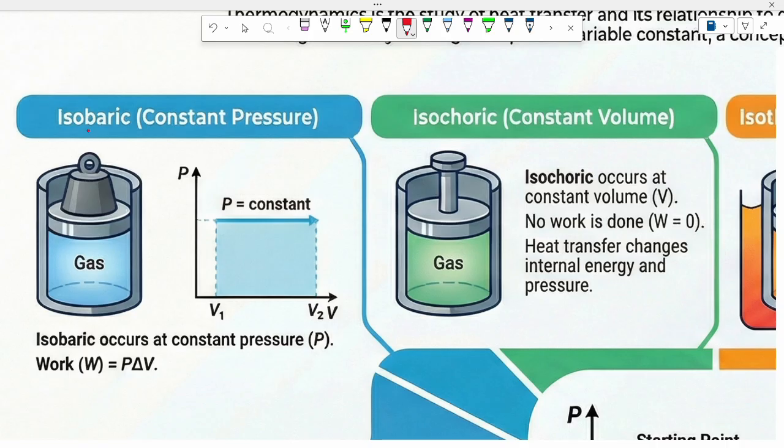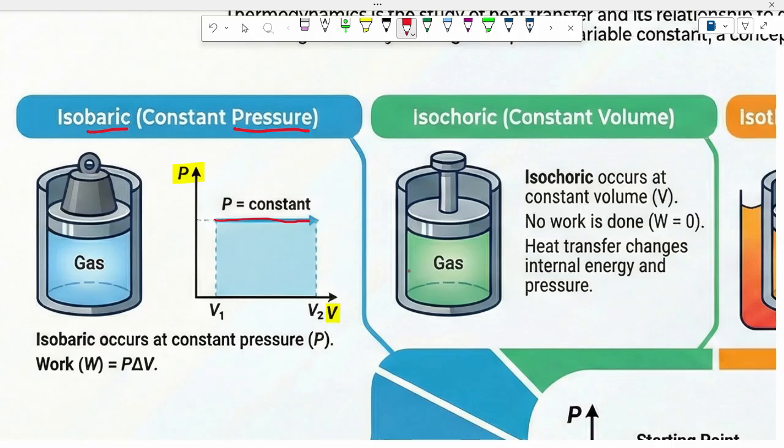Isobaric means same baric. I think baros means weight. And in modern terms, it ends up being constant pressure. You can see it illustrated in this PV, pressure volume diagram. You can see that throughout the process, the pressure isn't changing.